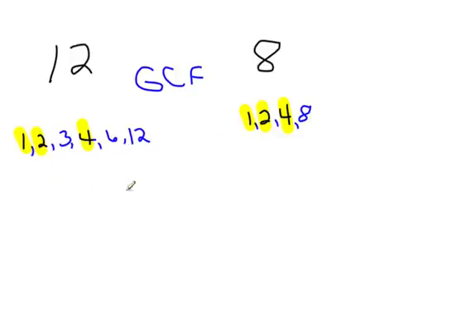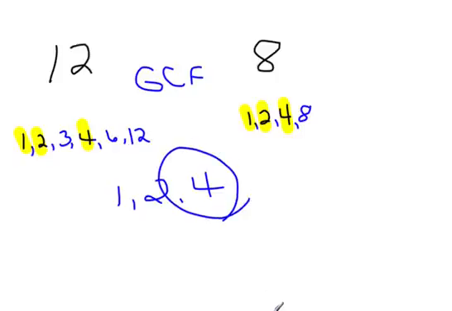So if I look at my list, 1, 2, and 4 are common factors. If I look at 1, 2, and 4, and I want to know which is the largest or the greatest, that would be number 4. So the greatest common factor of 12 and 8 is 4.